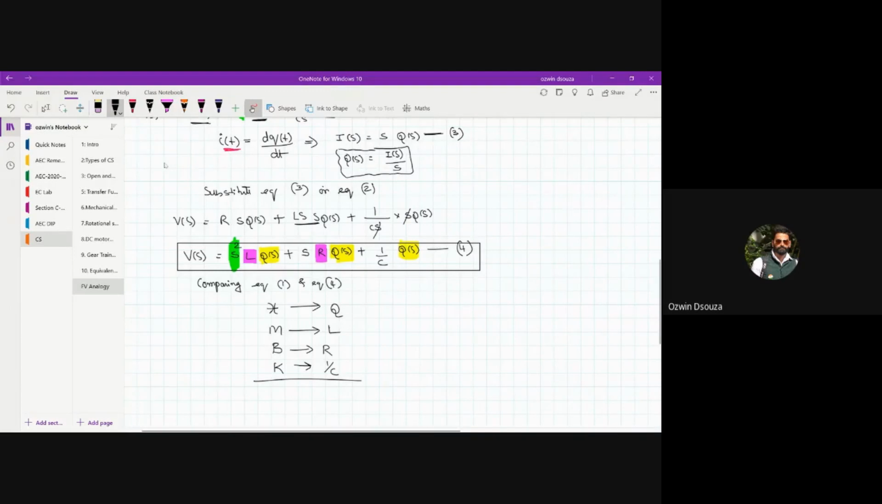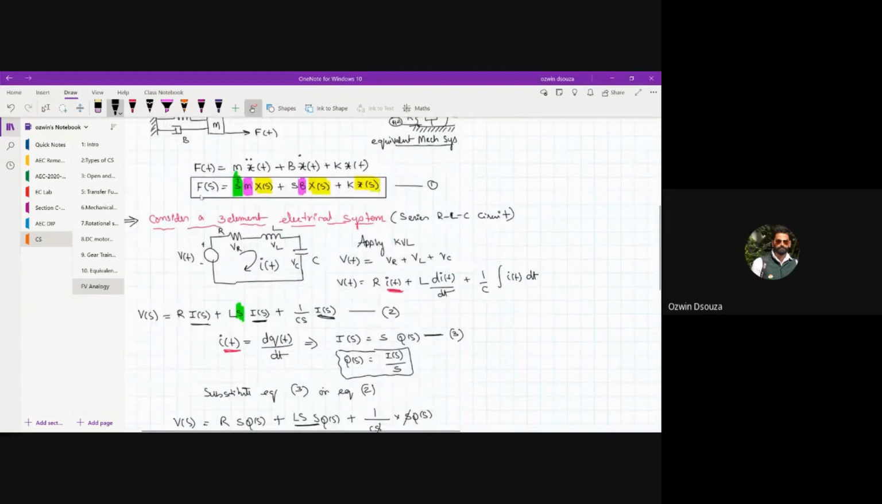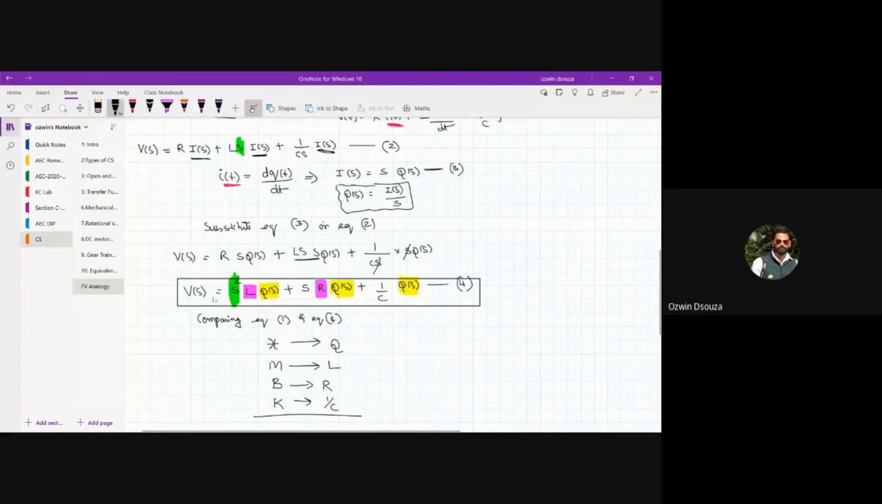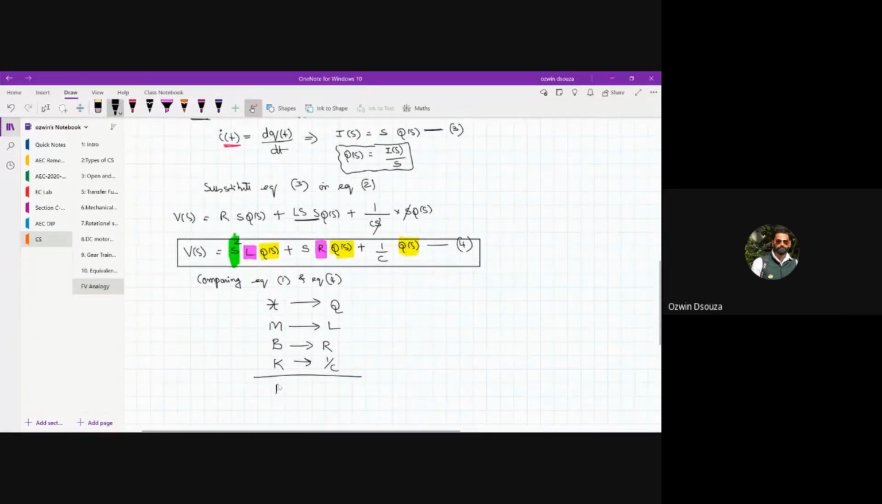Finally, what is the counterpart of force? You have F in mechanical system and you have V in electrical system, right? So counterpart of force is the voltage. So that's the reason it is called as force voltage analogy. F-V analogy.